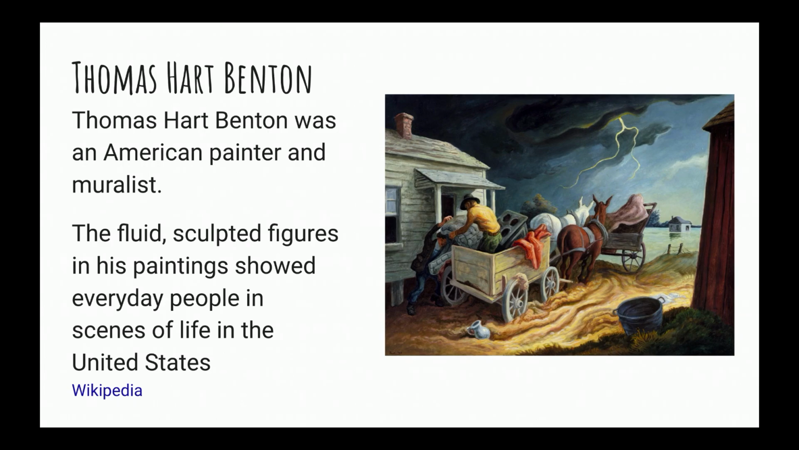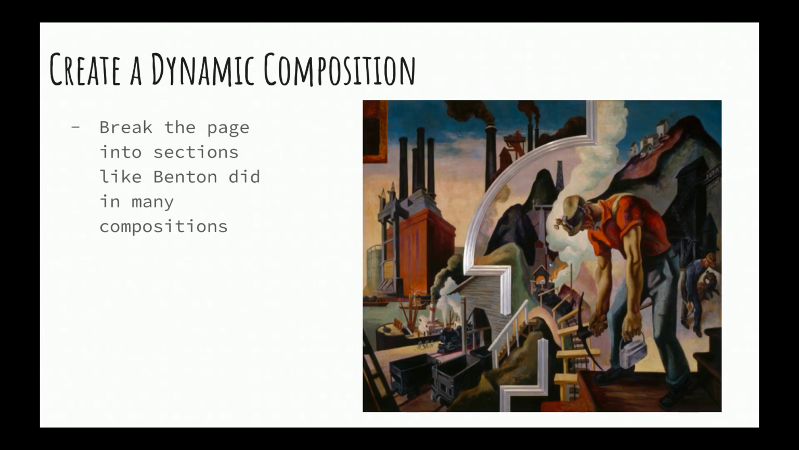And so I told you he's an American painter known for his very fluid, sculpted figures in his paintings that showed everyday people and scenes of life in the United States. So for this assignment, I want you to show your scene of the United States. It doesn't have to be people. You could do scenes like he does with people. It can be with objects or just things you think about with the United States right now.